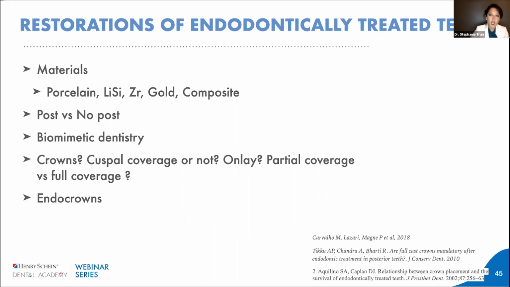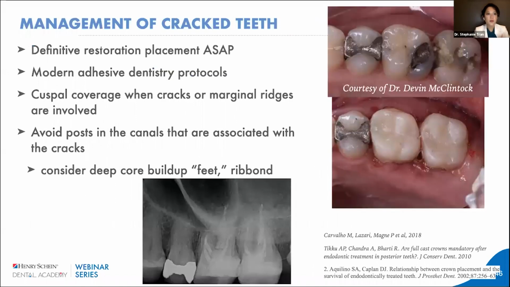Other than that, we generally recommend some sort of cuspal coverage to help the cusps not flex so much, but we don't dictate whether it should be full coverage versus a partial onlay or partial coverage. So the most important thing is placing the definitive restoration as soon as possible, because sealing the area up, placing some sort of bonding material and modern adhesive dentistry is going to help with that the most. It's generally preferred, if there are concerns about a crack or fracture, not to place a post in that area, but to have adhesive dentistry protocols instead. Some sort of cuspal coverage, like I said, is preferred because we don't want the cusps to flex away from each other, especially when there are cracks or marginal ridges involved. And then like I said, avoiding posts in canals that have a crack.